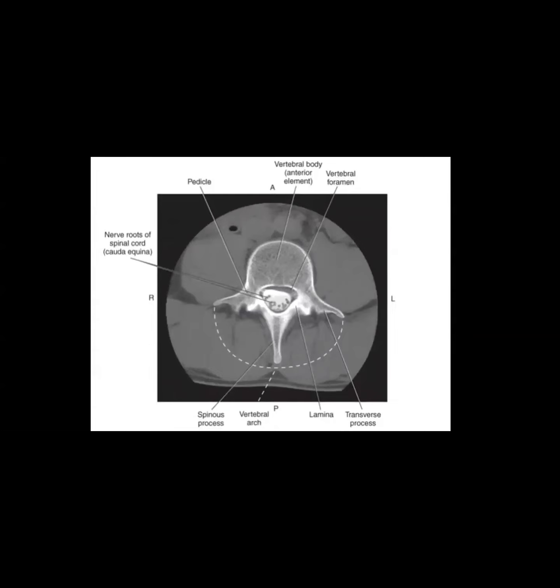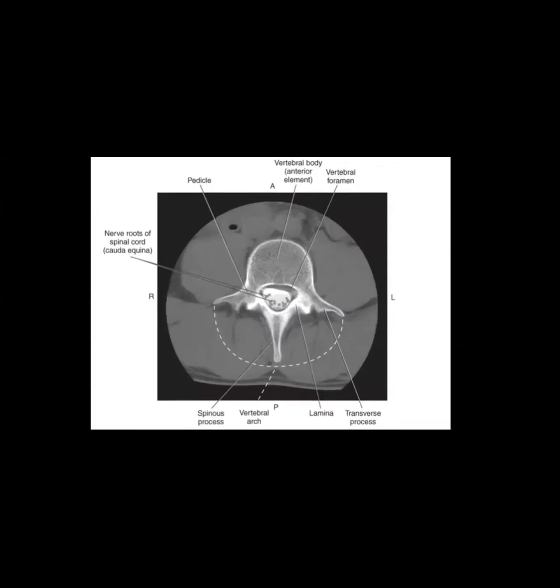Here is an axial CT scan through a lumbar vertebra, which is the most typical vertebra, showing anteriorly the vertebral body and posteriorly the vertebral arch composed of the pedicles, transverse processes, laminae, and spinous process.